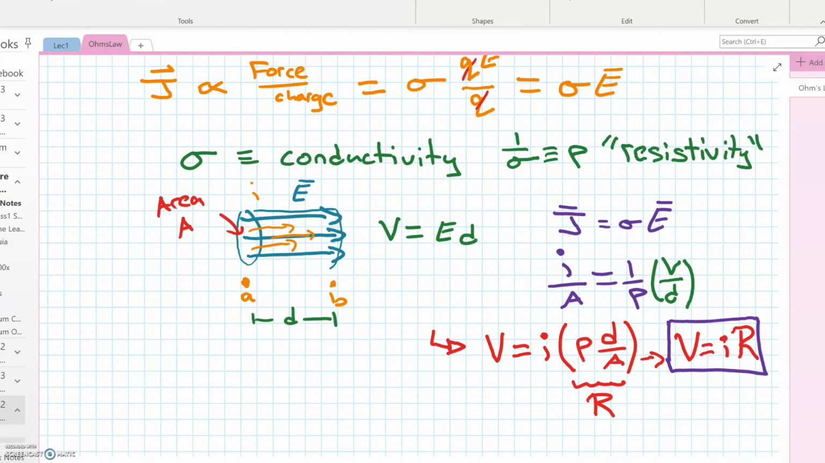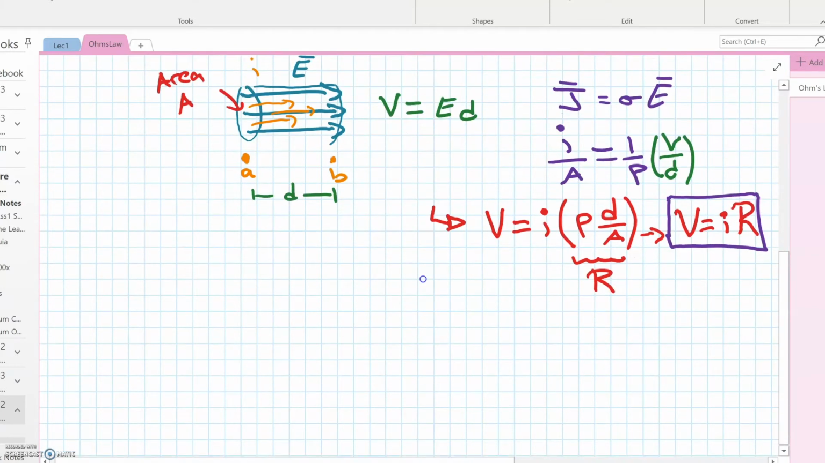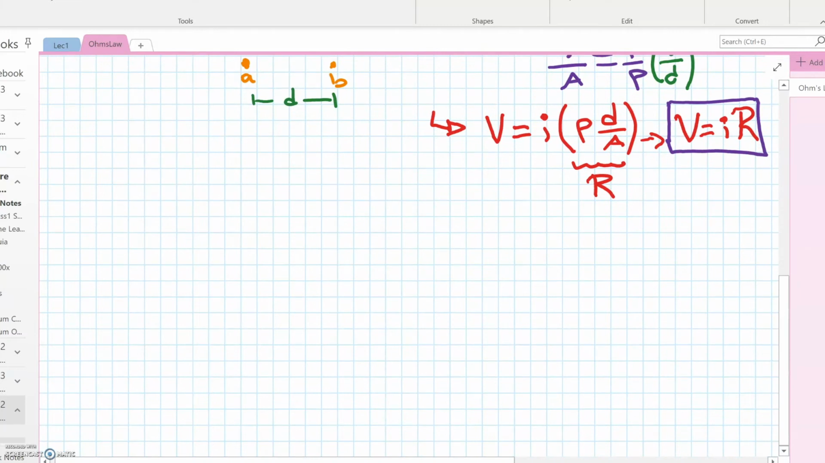Okay, so that's Ohm's law. Let's move on and talk about this R here.